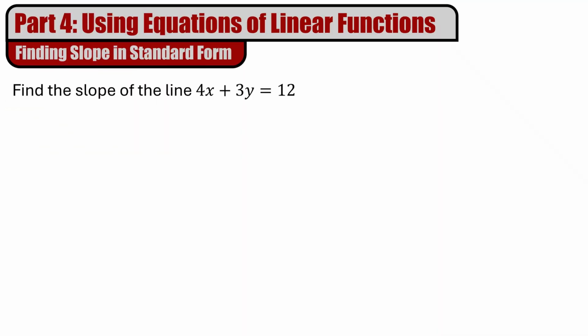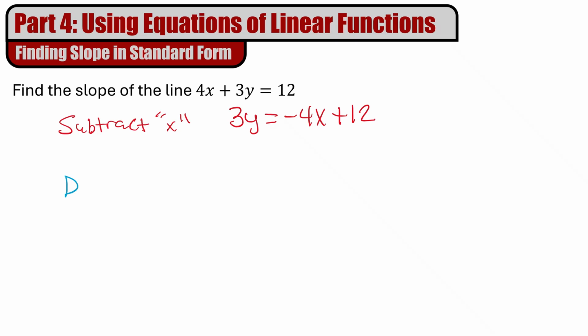This problem is about finding the slope of an equation in standard form. To find the slope, you will convert the equation into slope-intercept form, or y equals mx plus b. Begin by subtracting 4x from both sides. This will make the equation 3y equals negative 4x plus 12. Next, divide every part by 3. This will make the equation y equals negative 4/3 x plus 4.